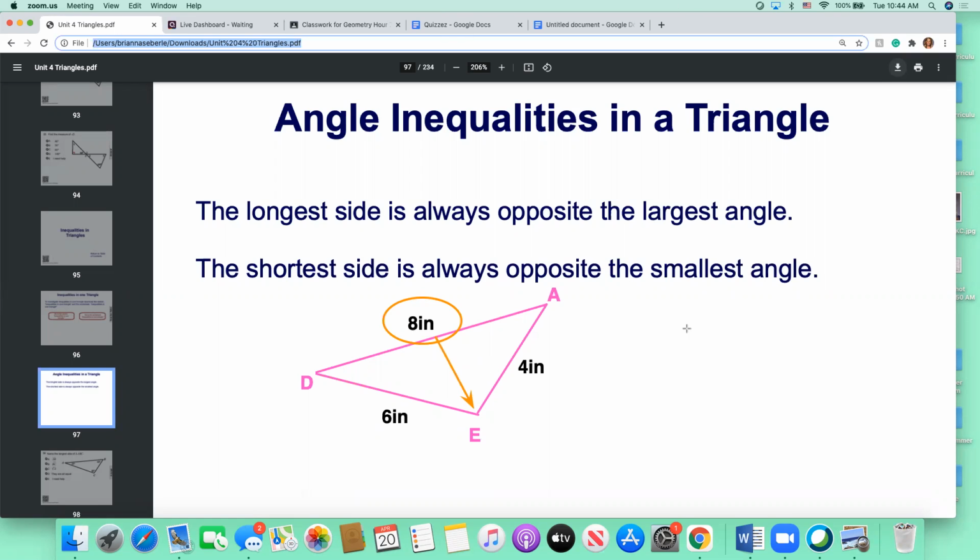okay? If I want to look at what my medium angle is, I go over to my side that's in the middle, so 6. So which angle, hang on 1 second. That's Everly. Yep, no problem. They were both here.